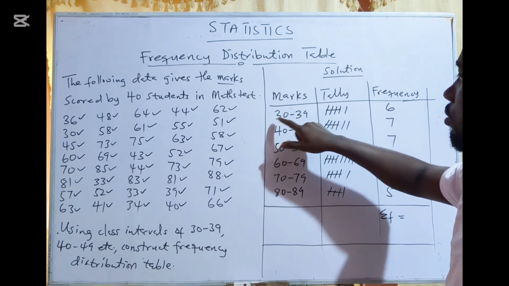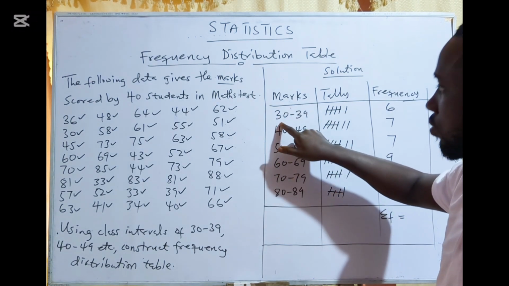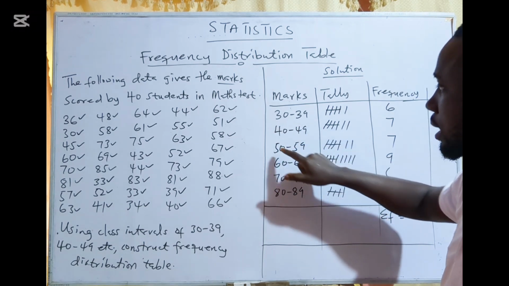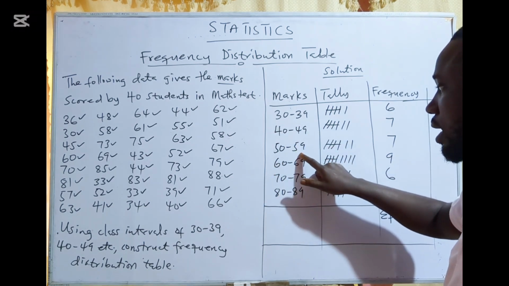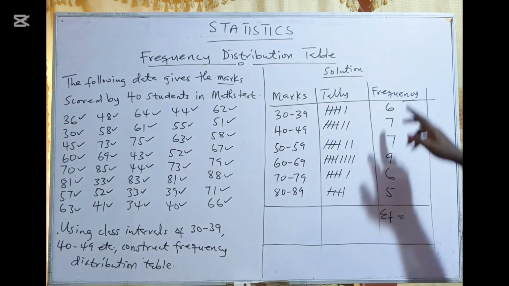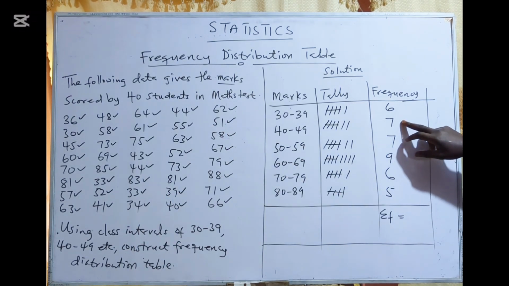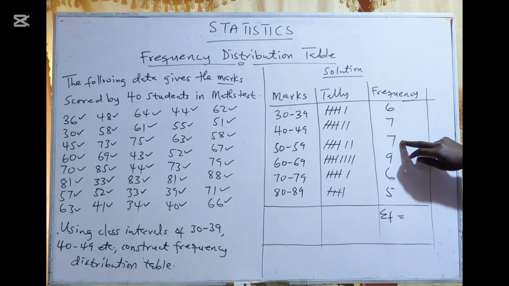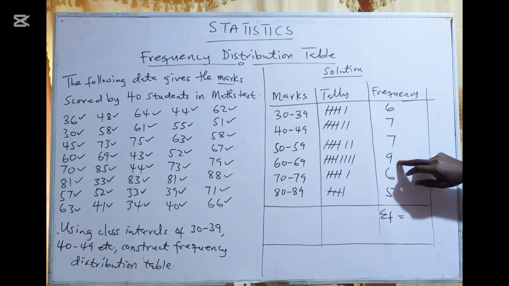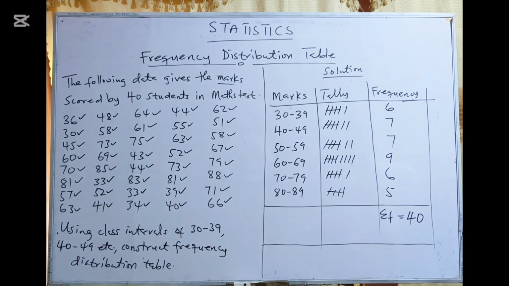So from the class interval 30 to 39, this is the lower class limit, upper class limit. From 40 to 49, lower class limit, upper class limit, and so on for each class. You get it. So let's add and see if we are going to get 40. 6 plus 7, 13 plus 7, 20 plus 9, 29 plus 6, 35 plus 5, 40. Okay, so it means that all that we have done here is correct.